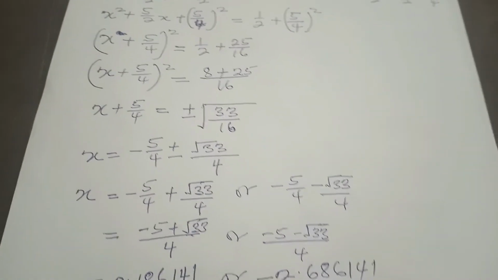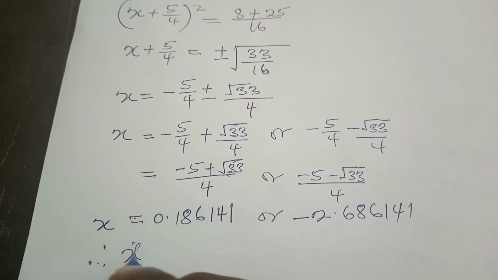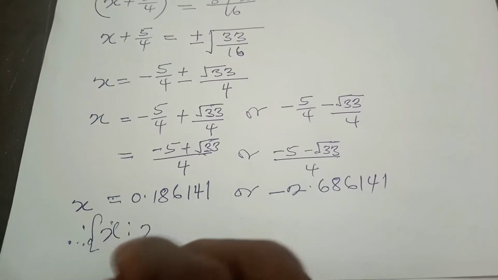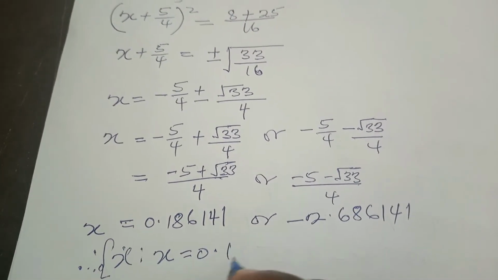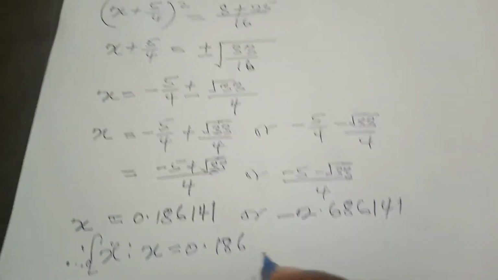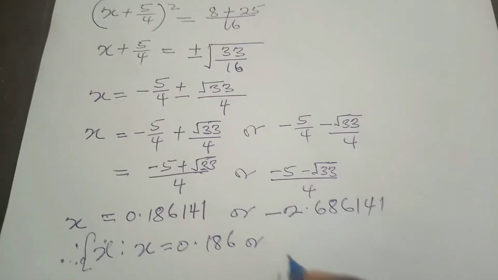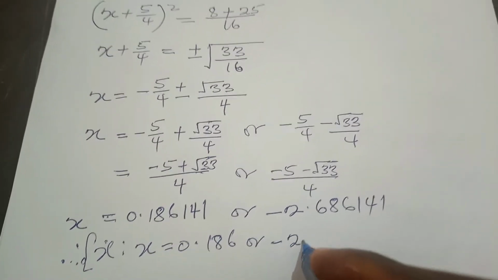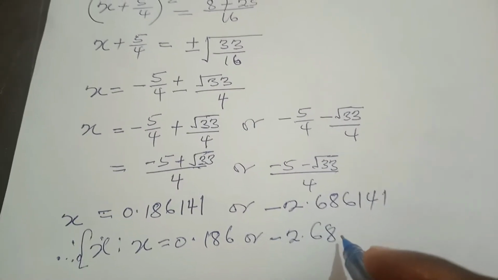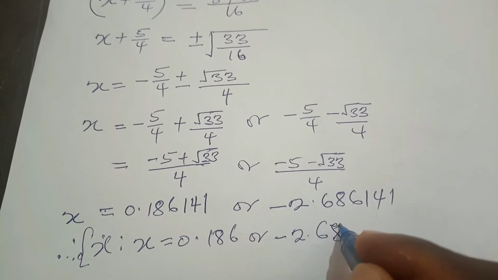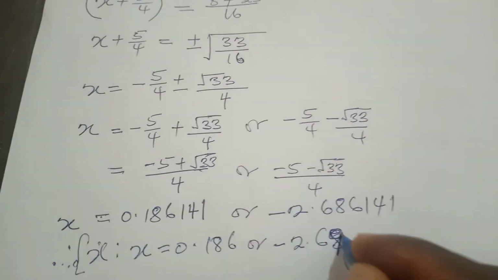So therefore x is like that. X equals 0.186 or negative 2.6869, because it's 2, 1, 2, 3. This is the third significant figure.